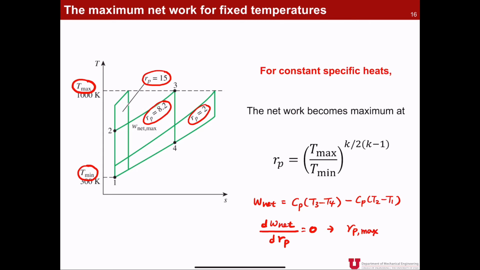Now, I'm not going to show you the whole details of this derivation, and I will leave this derivation to your homework problem maybe. But if you look at the result, this Rp maximum can be related to your Tmax, or T3, over Tmin, or T1, raised to the power of k divided by 2 times (k minus 1). So by using this equation, we can approximate the optimal pressure ratio that would give us the maximum net work from the ideal Brayton cycle.